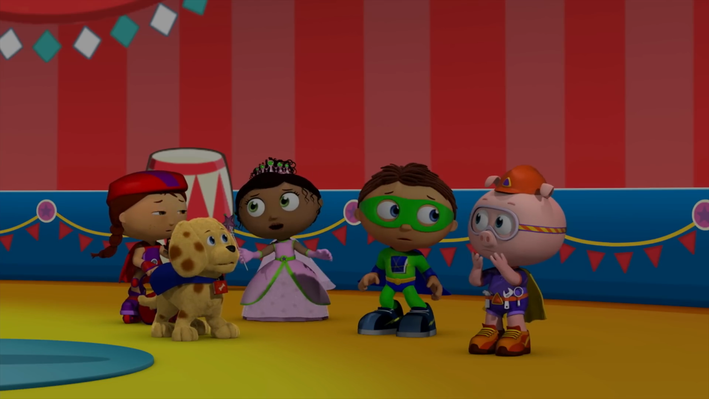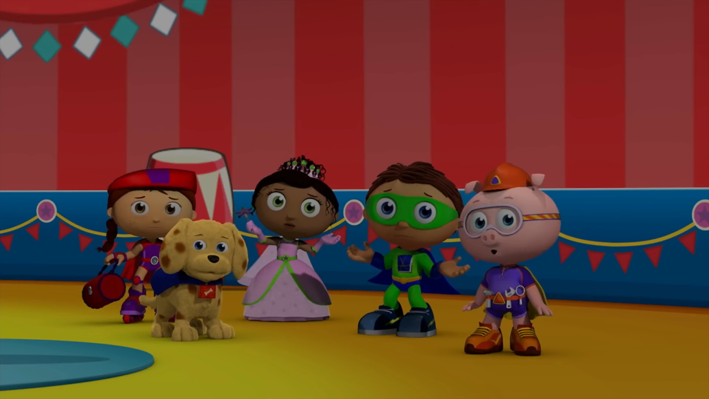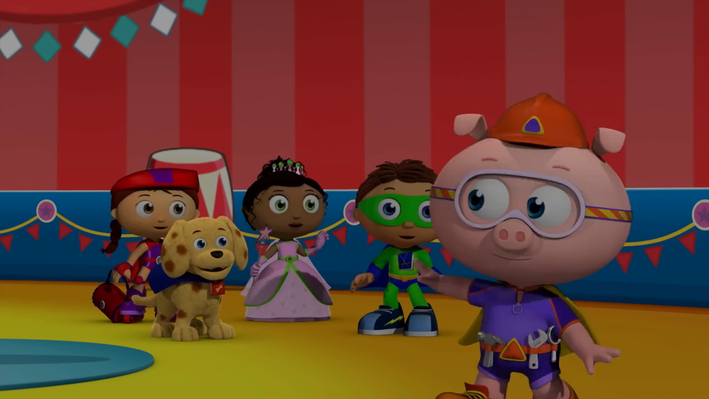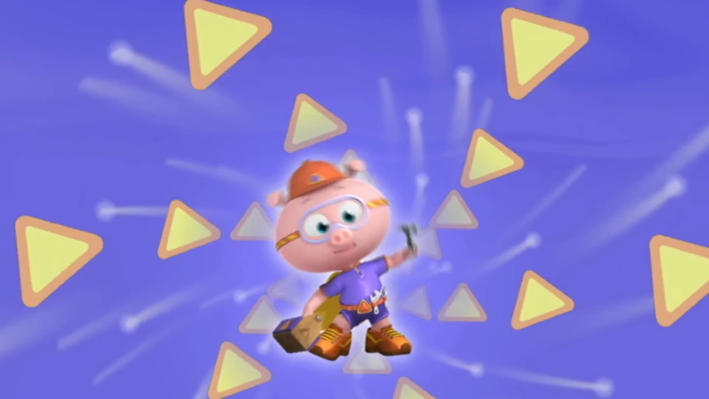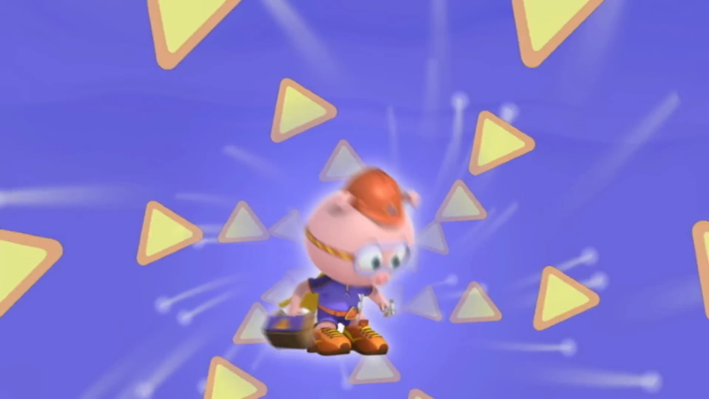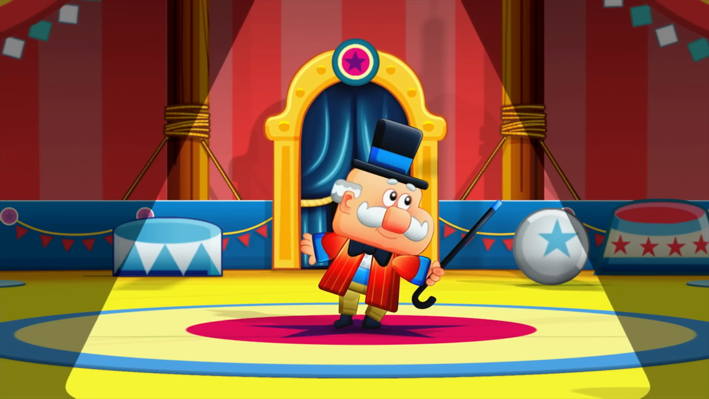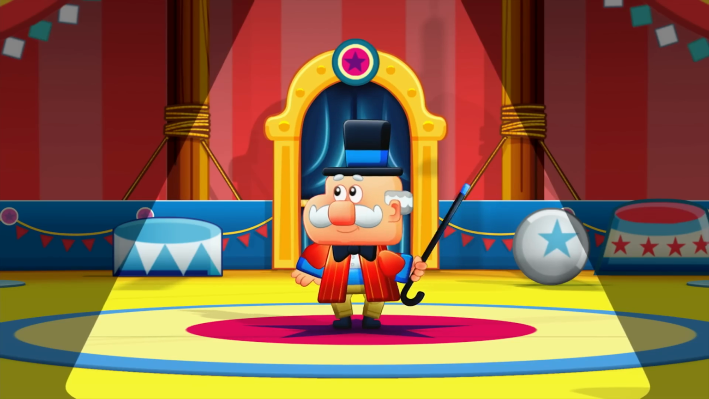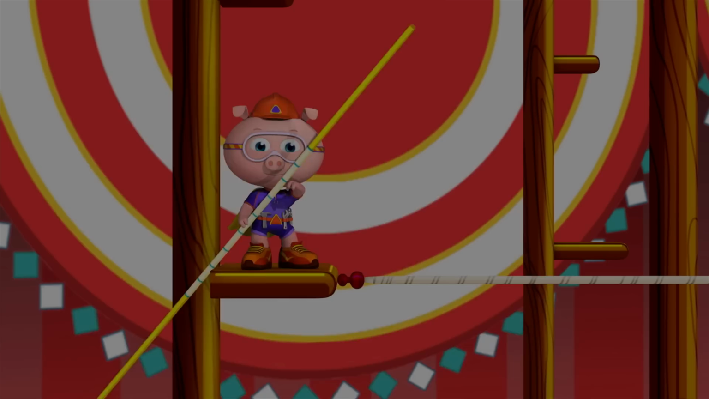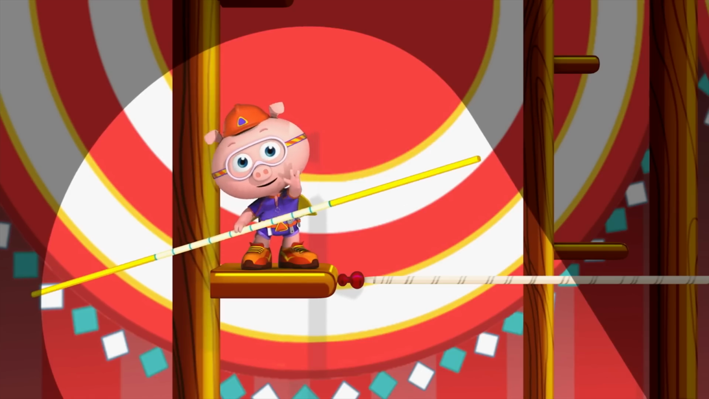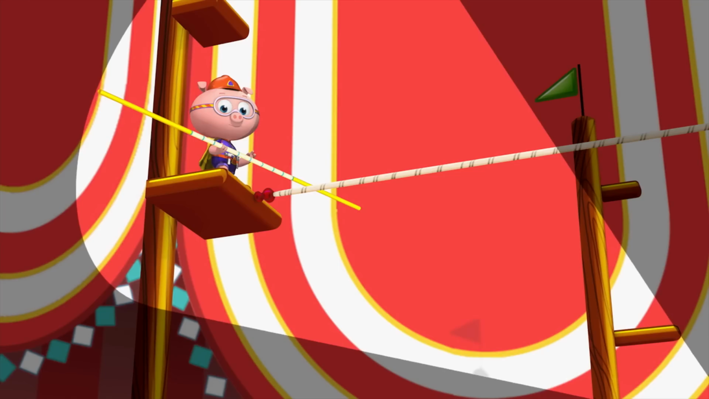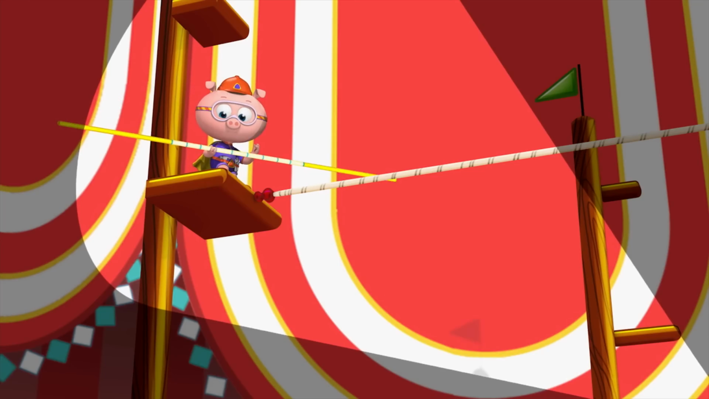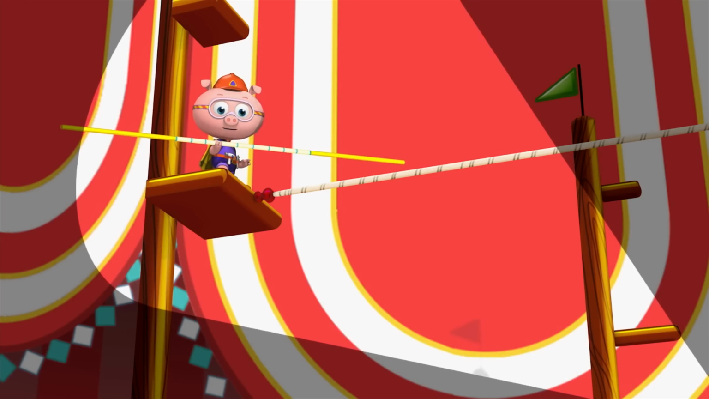If Landon won't do the tightrope act, who will? I will. Alpha Pig, to the rescue! Ladies and gentlemen, performing on the tightrope, please welcome Alpha Pig! Hi, everyone. With my amazing alphabet balancing pole, I will walk across this tightrope.